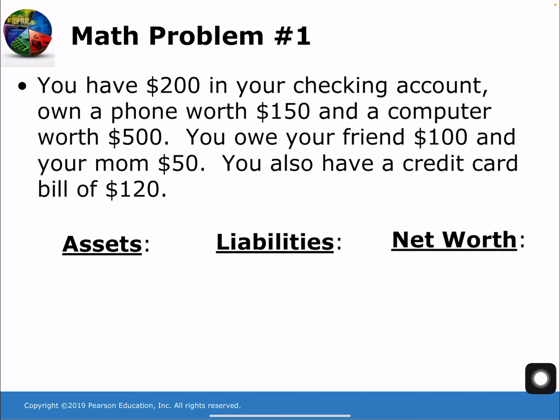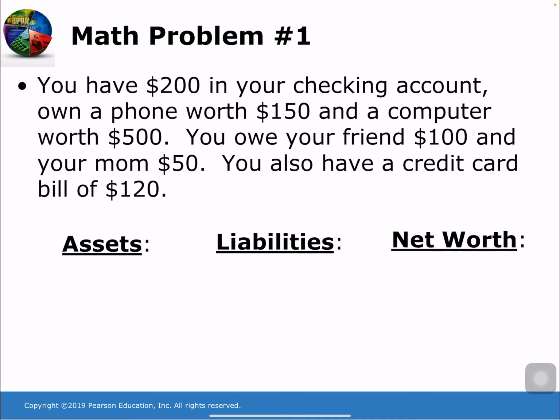Okay, let's go to math problem number 1. You have $200 in your checking account. You own a phone worth $150 and a computer worth $500. You owe your friend $100 and your mom $50. You also have a credit card bill of $120. So we're going to take this whole situation and figure out what the assets, liability, and net worth are.